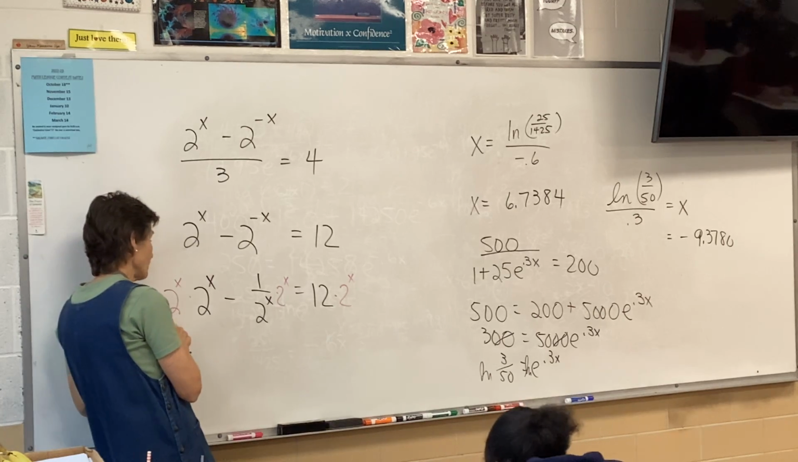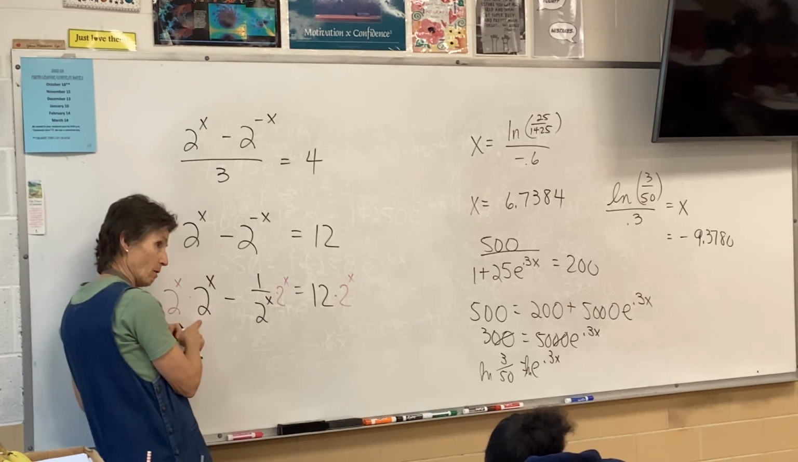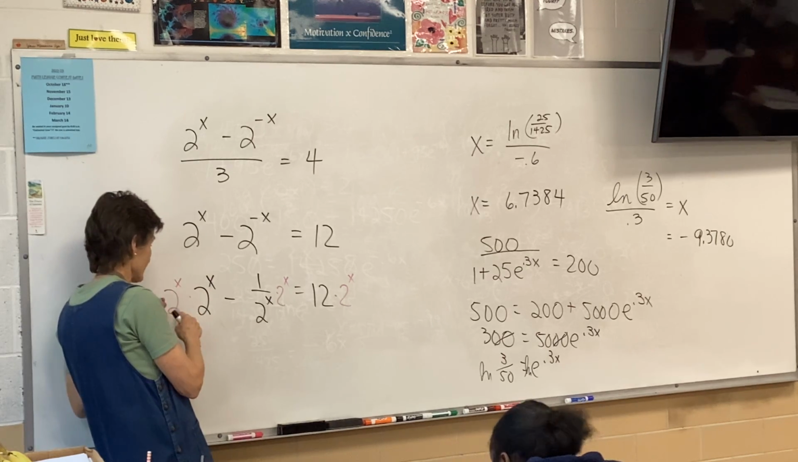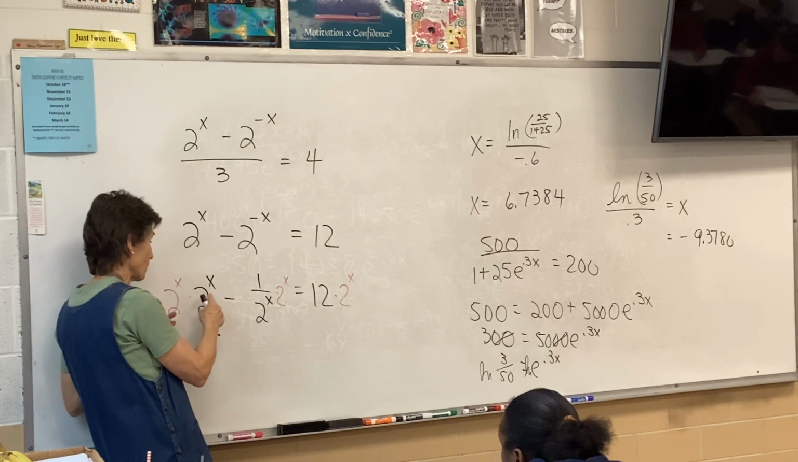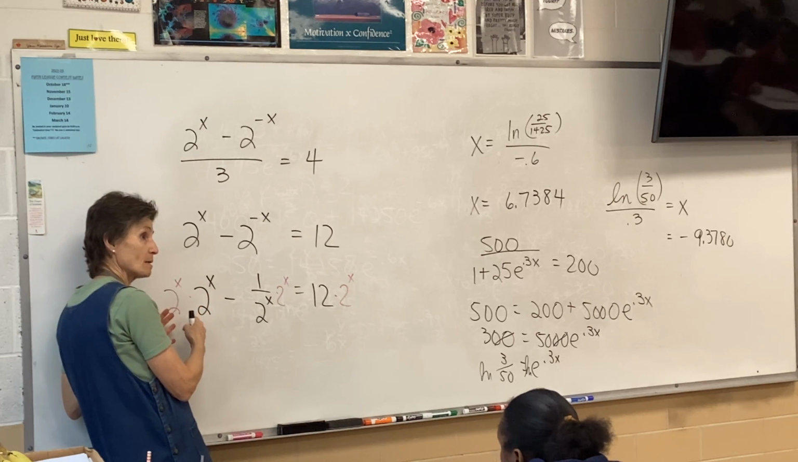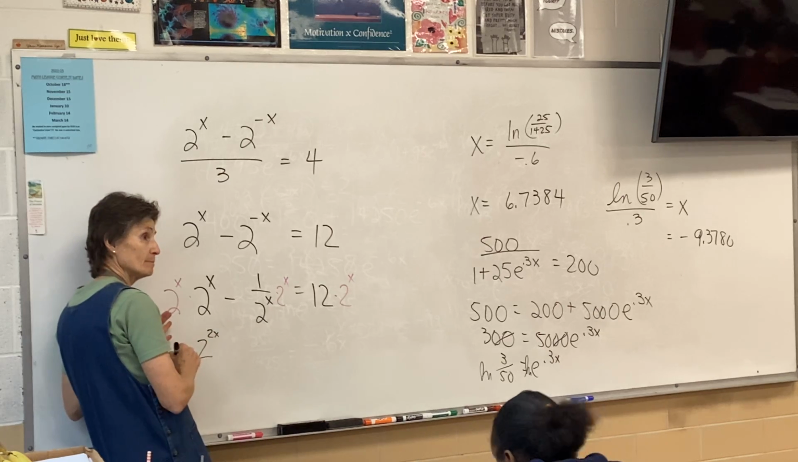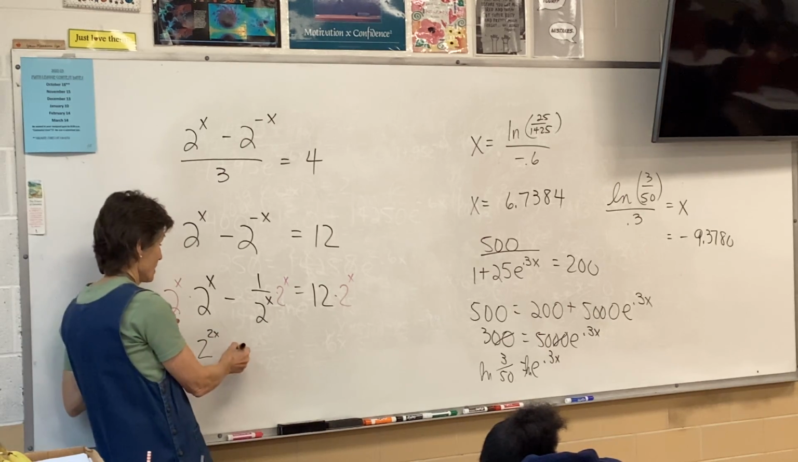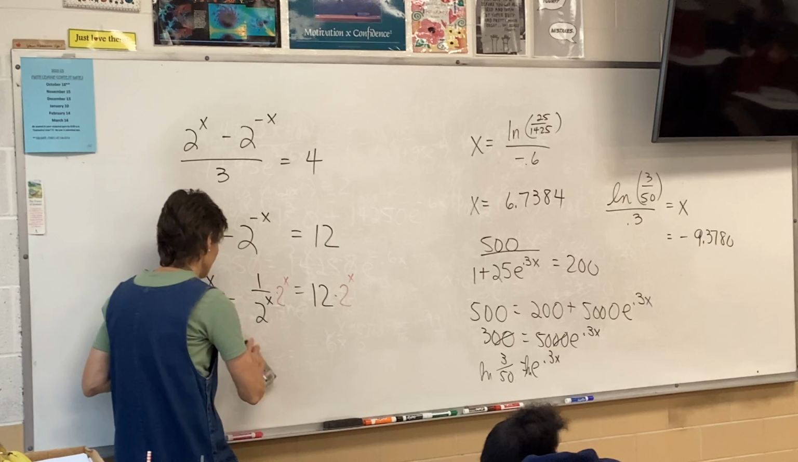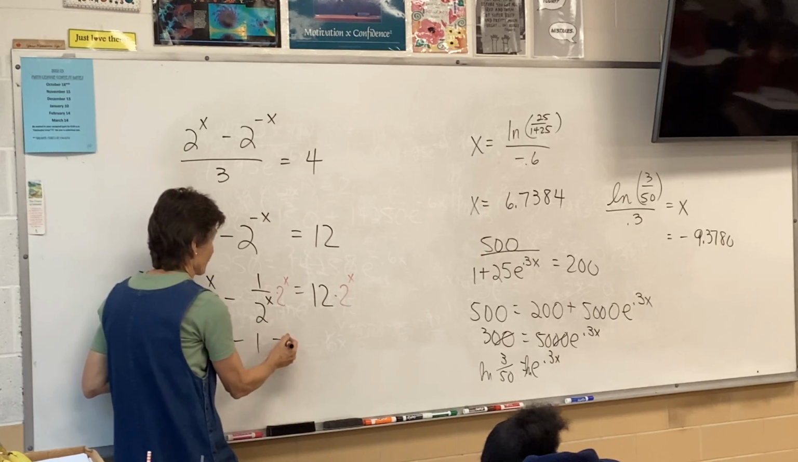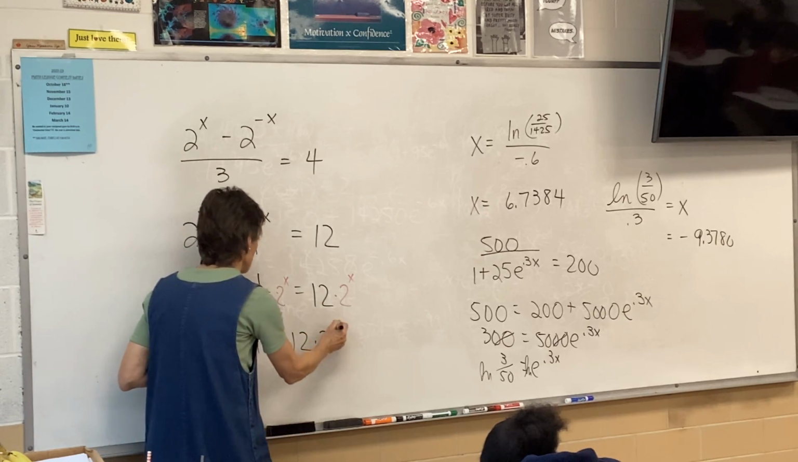When you multiply something times itself, like 2 to a power times 2 to a power, don't we add the exponents? So this is going to be 2 to the 2x minus 1 equals 12 times 2 to the x.